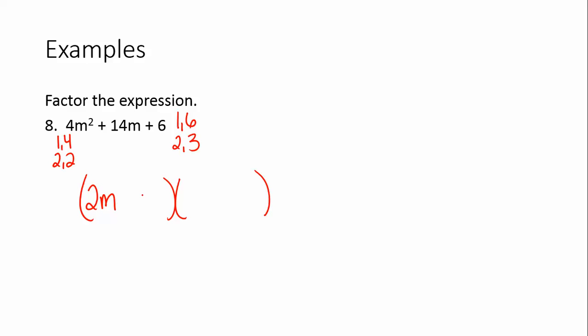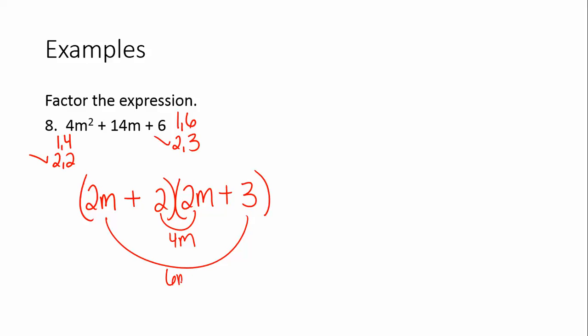Let's do 2m, 2m. So let's use this one, and then in the back we'll use 2 and 3. Our signs are going to be addition because the back number is positive and it matches the middle. So that's 4m, this is 6m, that's 10m, and that's not going to work. Now, if I switch my 2 and my 3, that doesn't do anything different because the 2's up front are both 2's. So the 2 and the 3 aren't going to work.